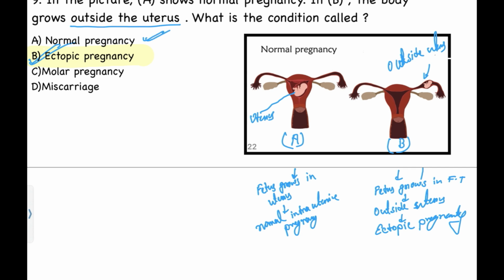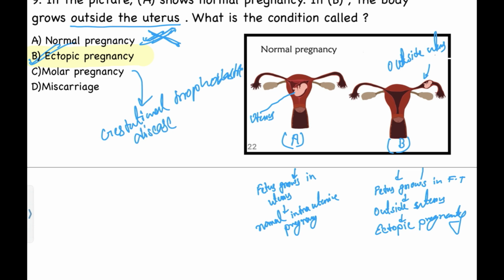Normal pregnancy is a good thing. In option A it is normal pregnancy, but in option B it is not the answer. Why? Because fetus is not growing inside uterus. That's why it is not a normal pregnancy. Molar pregnancy also is not the condition here, because molar pregnancy is a condition of gestational trophoblastic disease. Here trophoblast cells abnormally proliferate. That is another condition that we will come to later. And miscarriage also won't be the answer, because here fetus is growing outside the uterus.